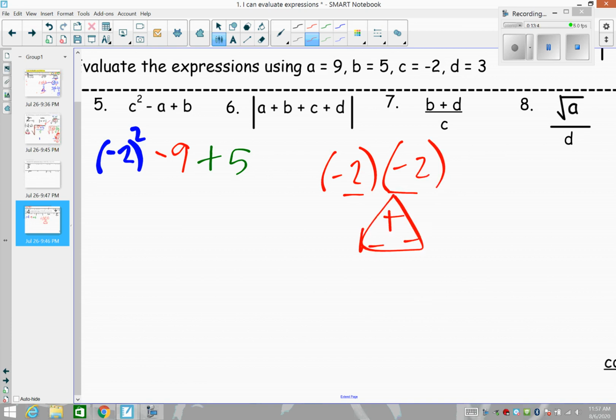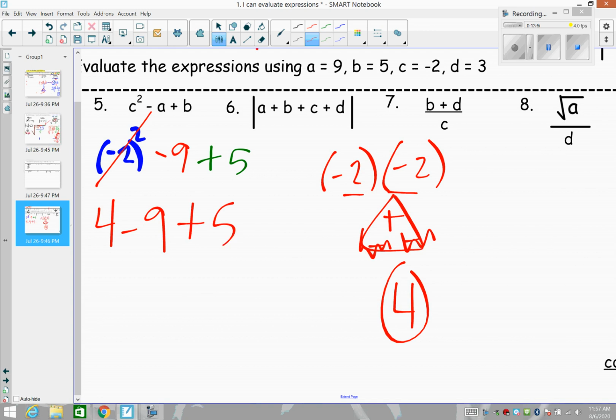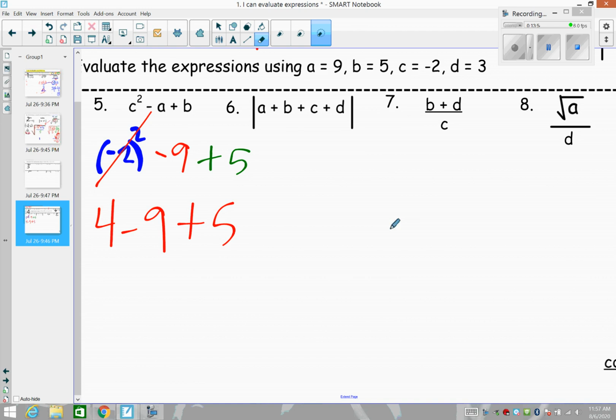So that's negative times negative is positive 4. So the result of this is positive 4. Sign in between is subtract. Sign in between is add. So let's see how you did so far. Hopefully you have a positive 4 there. If you have a negative 4, make sure that you take a look at the y.